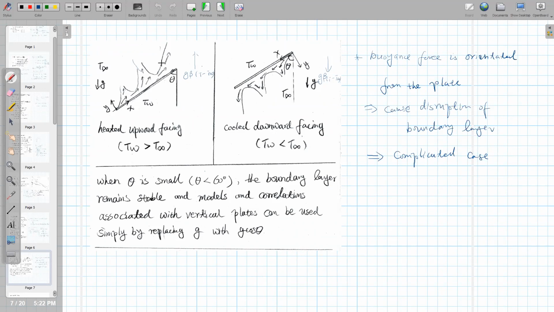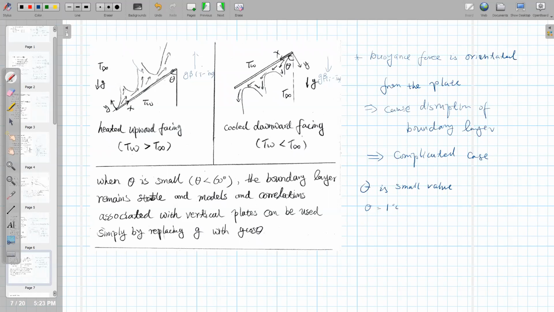Let's assume theta is a small value, for example just 1 degree. It's almost a vertical plate. And if it's a vertical plate, you won't have this disruption here, because it will just form a boundary layer, a small film like a boundary layer, moving fluid upward or downward in this case.